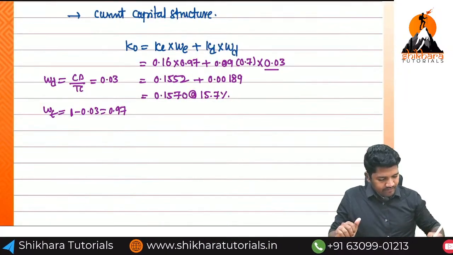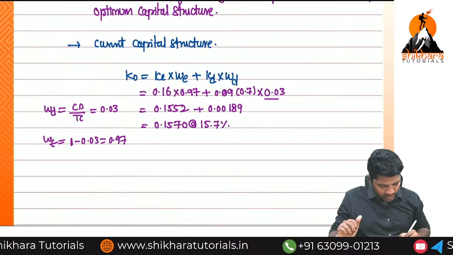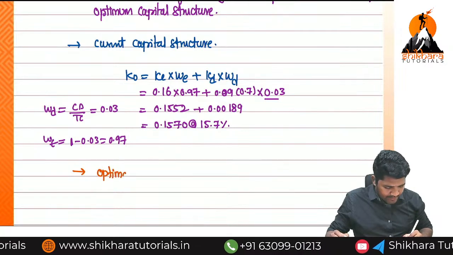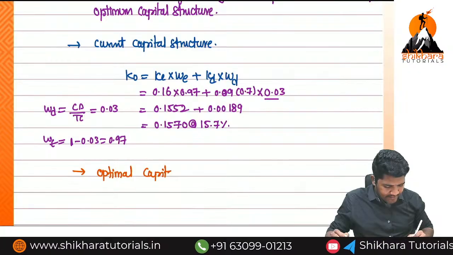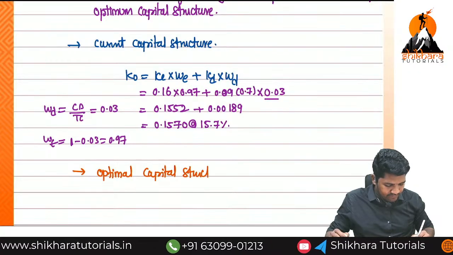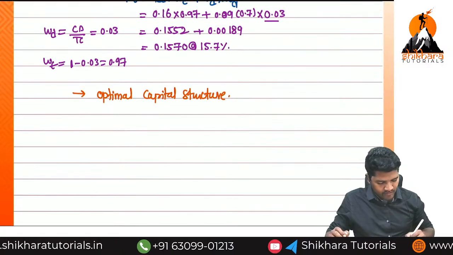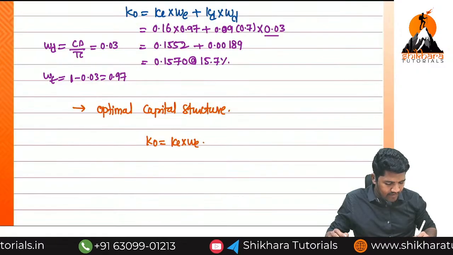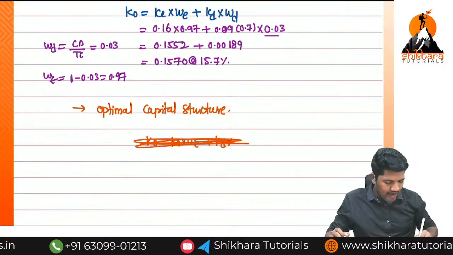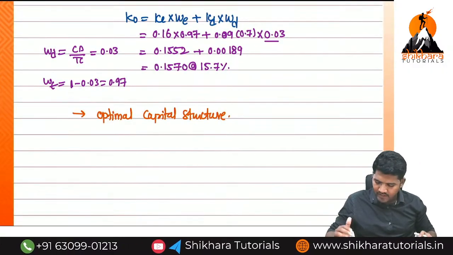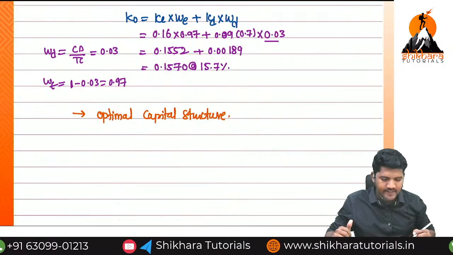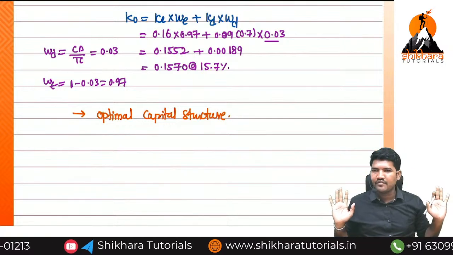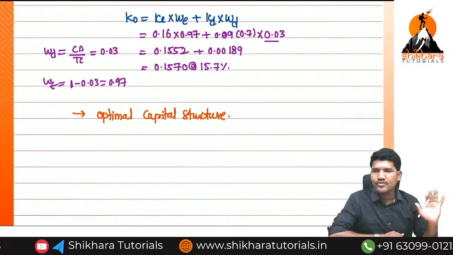Problem is not completed. Another point is there: optimal capital structure. Now KO equals the same formula, KE into weight of equity plus KD into weight of debt. I already wrote it one time, so I can take it directly. No issue, sir, from the exam point of view: either the full form or the formula, if you write it one time, that is enough. If it comes a second time, you can directly use it in the calculation.